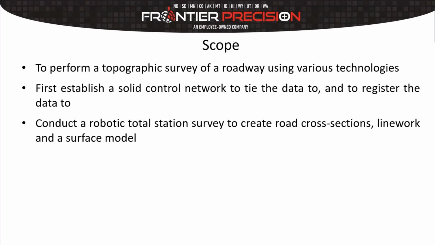Then we went out and conducted a survey with a robotic total station to basically create road cross sections, line work, and a surface model. And the topographic survey with the total station was going to be kind of our benchmark to compare everything to. Because when we look at traditional survey methods, a total station is typically seen as being a more accurate method than say using GPS. So we wanted to really just make sure that all of our baseline comparison data was really tight and accurate, and it was a good data set to use to compare everything to.